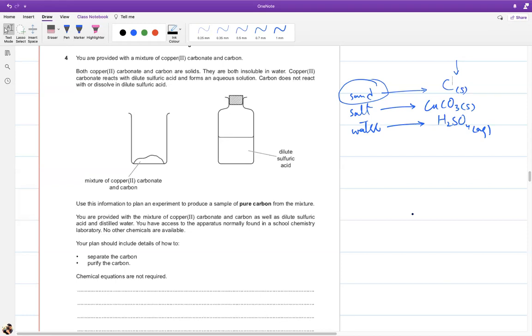So let's recap. We will say that we add H2SO4 solution in excess, stir or heat if you want, until all the bubbles are given off, until there are no more bubbles. Then filter, wash the residue with distilled water, and dry in folds of filter paper. And there you go. That's a perfect answer. All right.